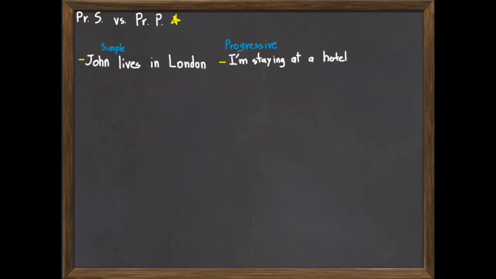Now look at these examples. John lives in London and I'm staying at a hotel. Lives is a present simple verb because it's a permanent state. Staying is a temporary state, so it's a progressive. In this case, the hotel is not a permanent place I'm staying at, so we use this form of the verb. These are the two differences between present simple and present progressive. I hope it was clear. If you have any more doubts, you can always ask your teacher about it.